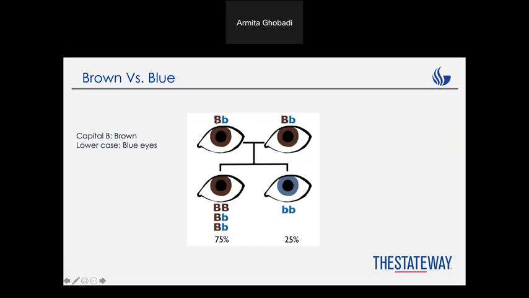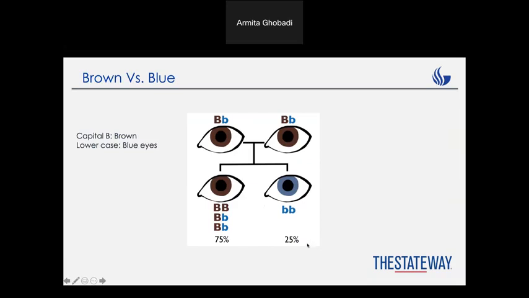Here you can see an example, brown eyes versus blue eyes. We can see that capital B is going to be a dominant gene, and pairing a capital B with a lowercase b always results in brown eye color. However, if we have two lowercase b, we're going to have blue eyes. So blue eyes are recessive genes, and they're going to be expressed 25% of the time.